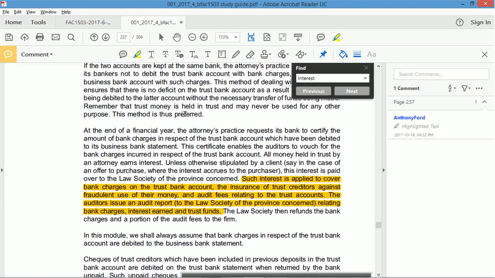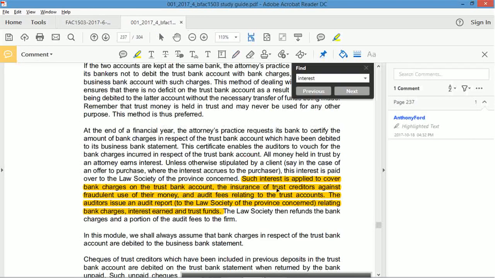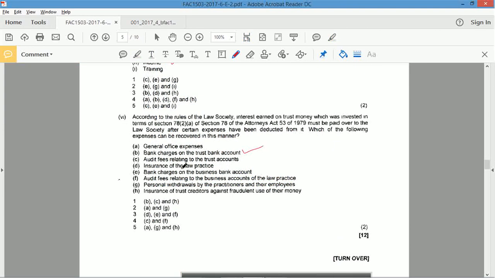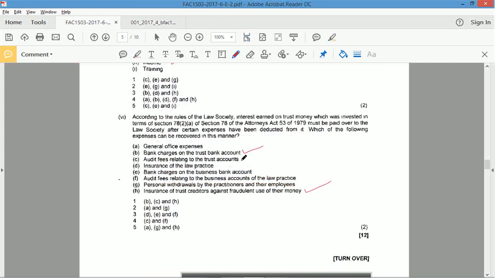Okay, so such interest is applied to cover bank charges on the trust bank account. The insurance of trust creditors against fraudulent use of their money. There it is. And audit fees relating to the trust accounts. There it is. Okay, BCH. BCH, number 1.